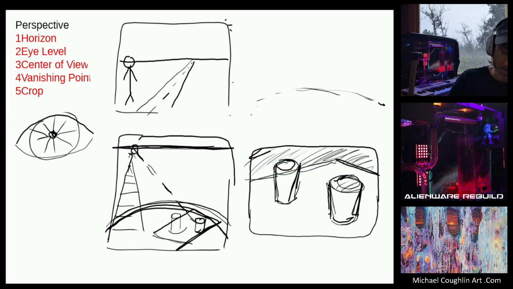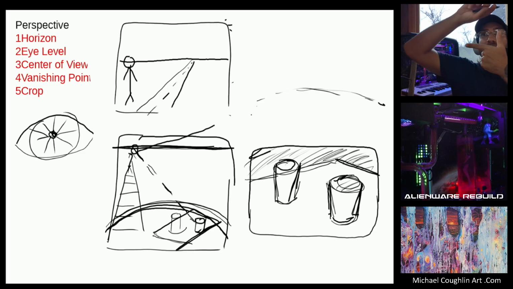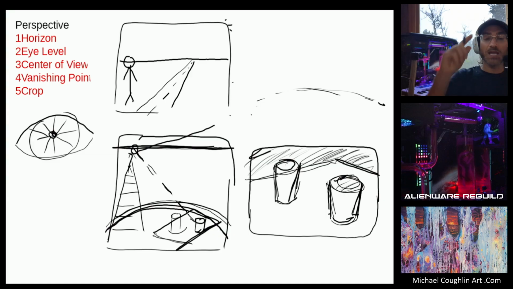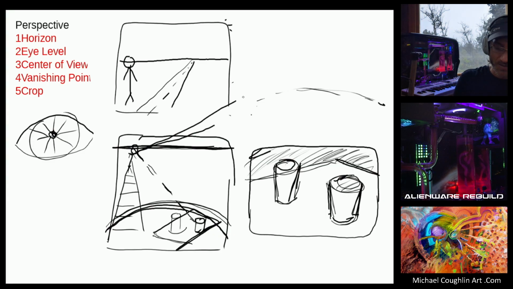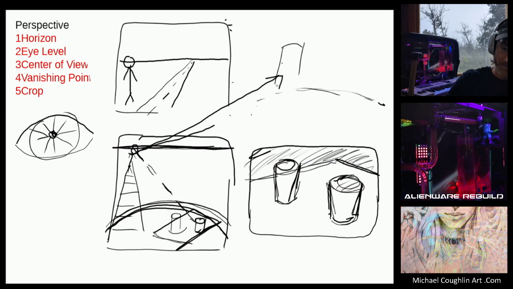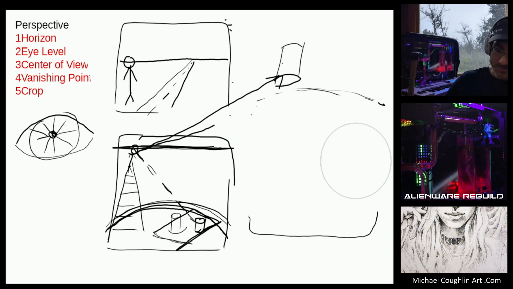If he was looking up, remember, center of view you can imagine as tilt. Tilting doesn't change the eye level. If this guy starts to look up, it doesn't change his eye level. His eye level is still there. But if he's looking up at, let's say, some objects up here, what is his art going to look like?